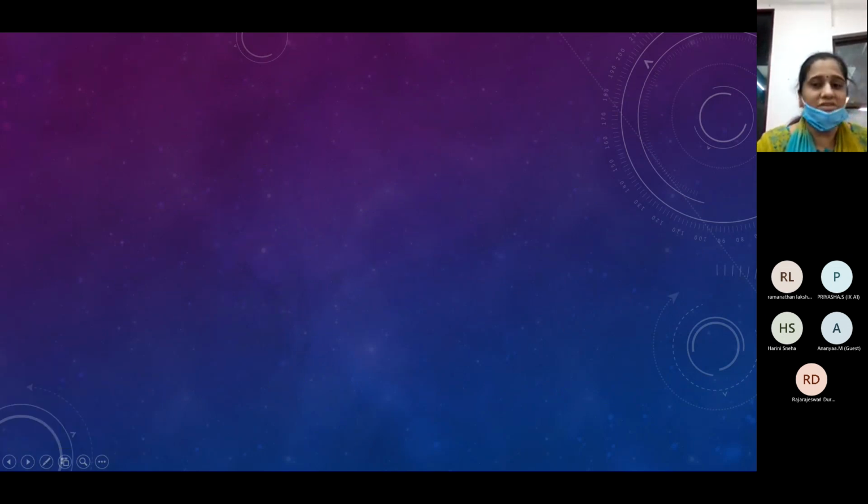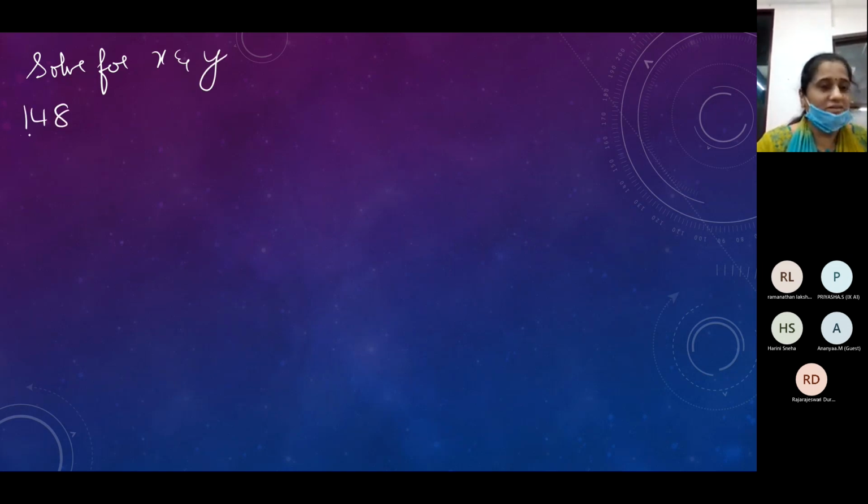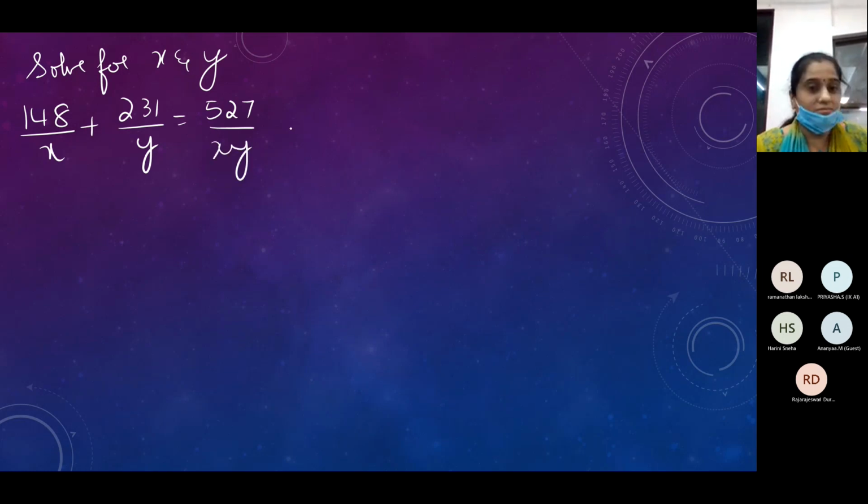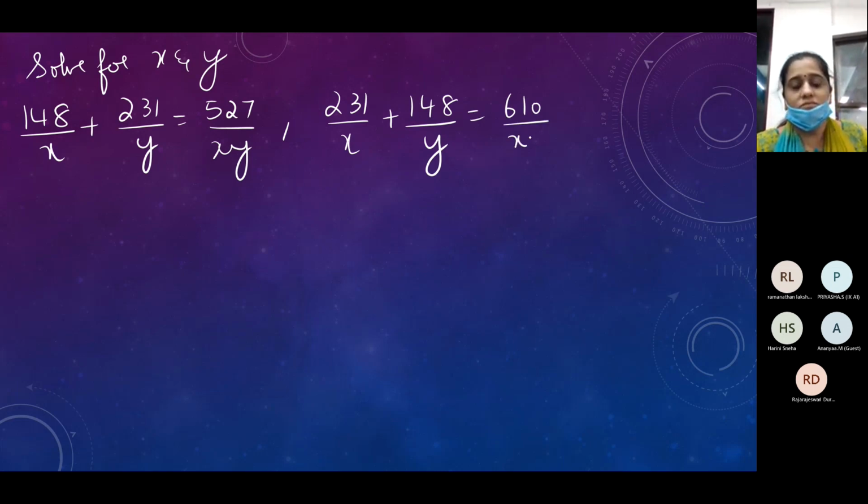Again, very easy, but let me see who can do this correctly, quickly. I'm not building tension when I say that. Yeah, this is the question. Solve for x and y.